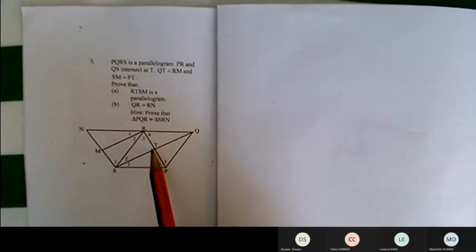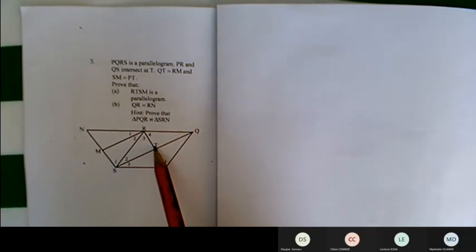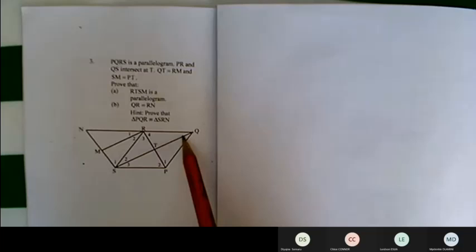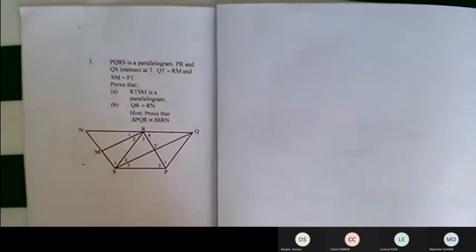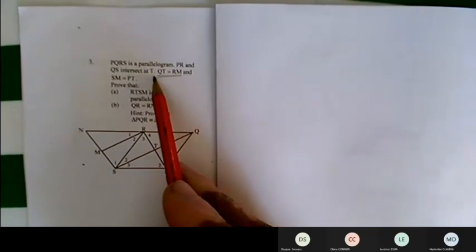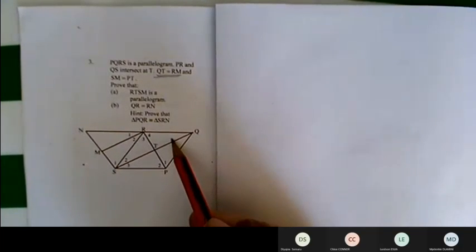So PR and QS intersect at T. Notice they're not saying they bisect each other. They're saying they intersect. Okay? QT is equal to RM, sorry. QT equals RM. So that's a given, okay? So this one we can mark on the diagram. QT is equal to RM. That's a given, so we can mark it.